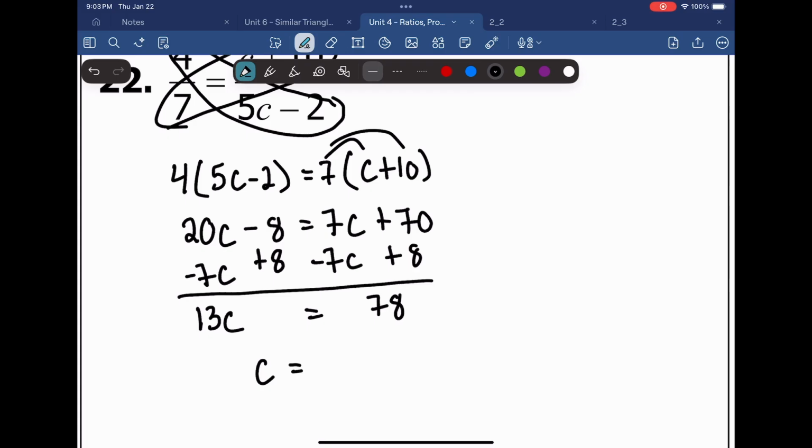Which means c is equal to, we have to divide 78 by 13. I don't know what that is. Hang on. 78 divided by 13. Oh, wait, it's 6? Wait, that works out nicely? I didn't know that. I mean, okay, I guess I see it now, but I didn't know that.